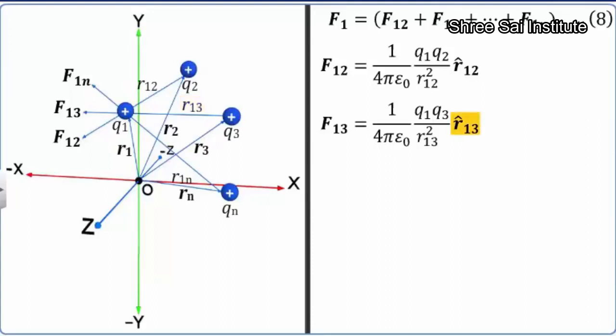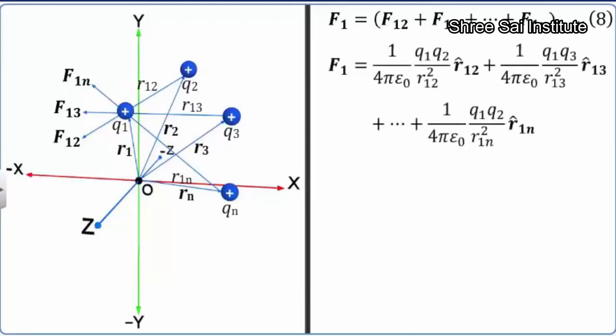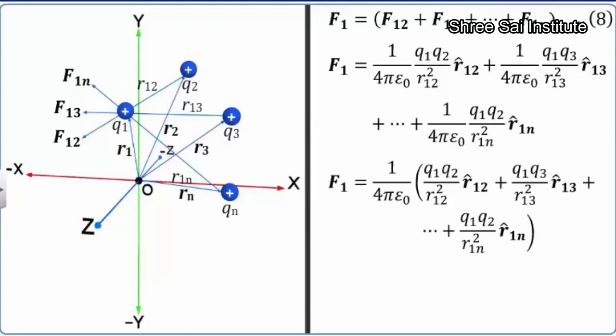Proceeding in this manner, we obtain F1n, the force on the charge Q1 due to Qn, which is equal to 1 by 4 pi epsilon naught Q1 Qn by R1n square into R1n cap. R1n is the distance between Q1 and Qn and R1n cap is the unit vector in the direction of the force F1n. Now, using F12, F13, F1n in the principle of superposition, we have F1 as in equation 9.